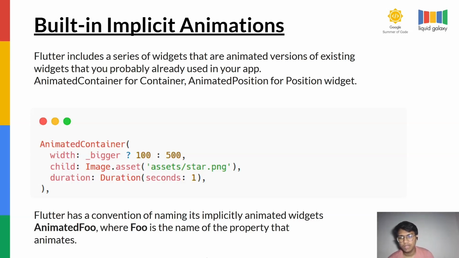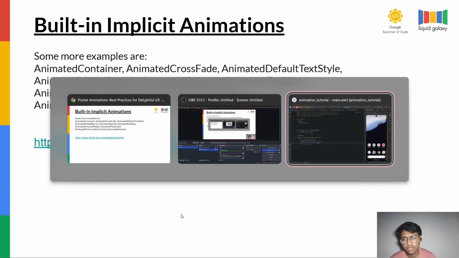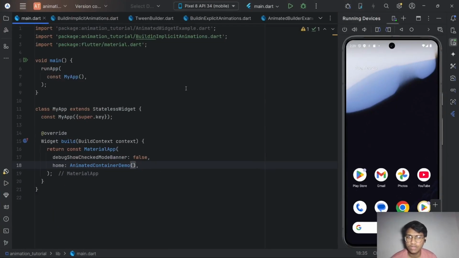For the built-in animations, Flutter has a convention of naming its implicitly animated widgets AnimatedFoo, where Foo is the property that will be animated. Let's see an example of a built-in widget. There are more examples of implicit widgets, like AnimatedOpacity, AnimatedCrossFade, AnimatedDefaultTextStyle. You can see these in the widgets animation section in the Flutter docs. Let me move to Android Studio.